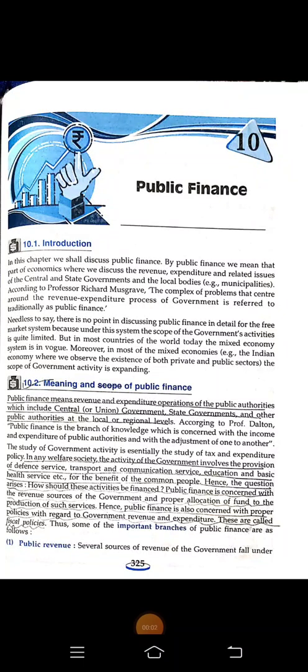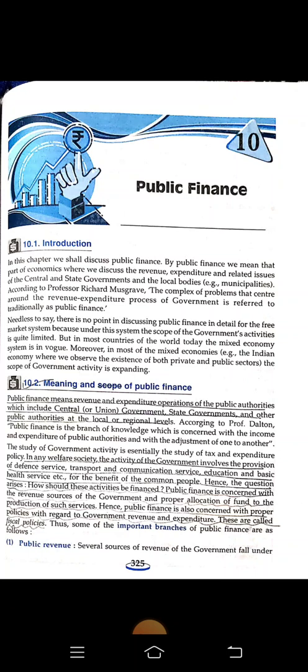With chapter number 10 from your economics book of grade 10, and the name of the chapter is public finance. And today we're going to start from the meaning of public finance. Now in the book is given meaning and scope of public finance. The scope is excluded as per the bifurcated syllabus of semester 2. So we are going to understand what is the meaning of public finance.